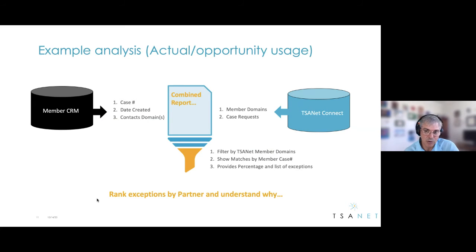And what we did in short was in a case within their CRM system, you could tell if there were collaborators, right? And we matched those collaborators against TSANet members. So for example, if there was an IBM.com email address as a collaborator in one of their cases, we know that they were working with IBM. So let's understand, did they transact a collaboration request through TSANet Connect, or how are they working? And it gave us quite a bit of insight.